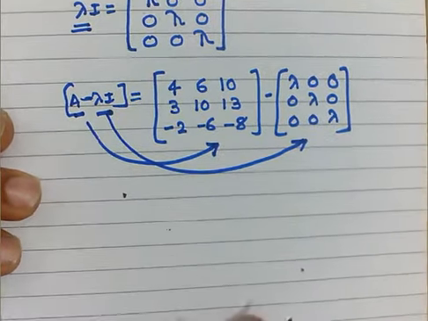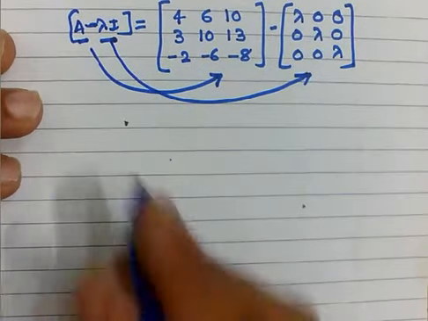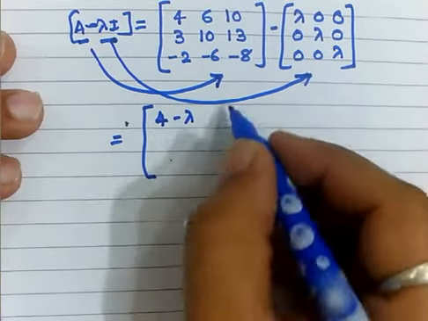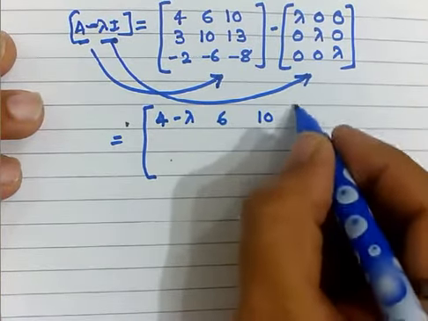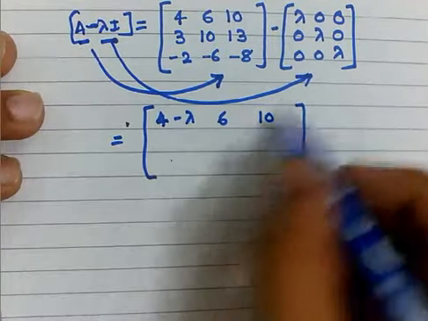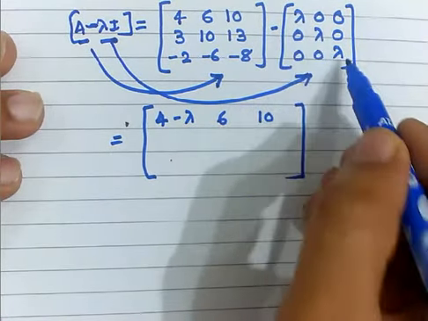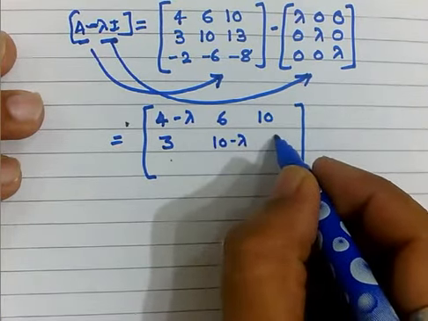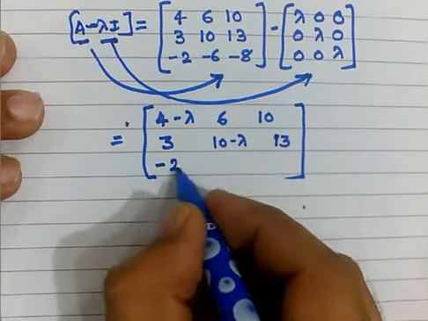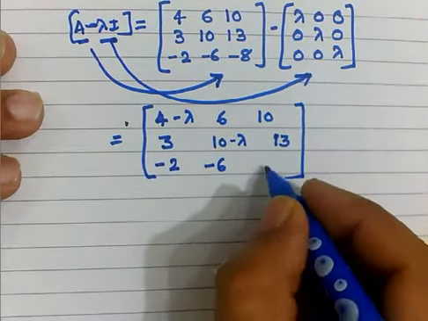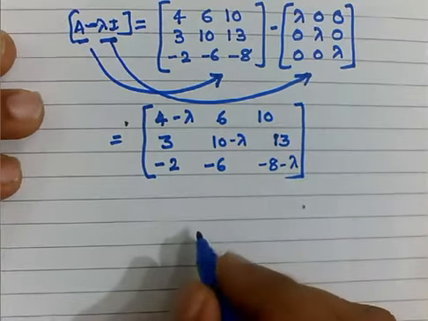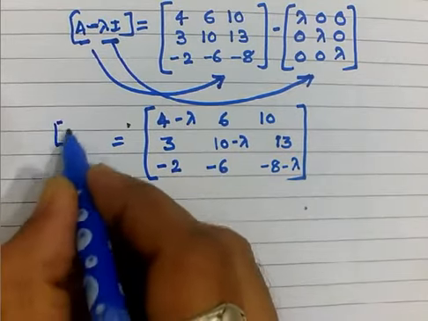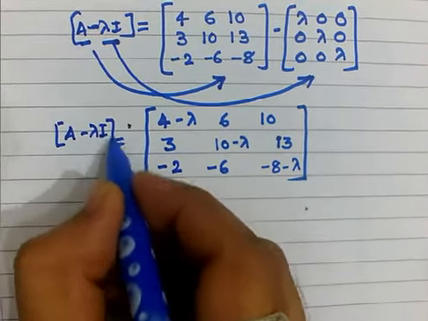Now once we subtract, this will result in a matrix which is 4 minus lambda, then 6 will be as it is, 10 will be as it is. Only the lambda terms will be affected. So this will be 3, this will be 10 minus lambda, this will be 13, this is -2, -6, and this one is -8 minus lambda. So this is how we can get A minus lambda I. So let me write it here, A minus lambda I.